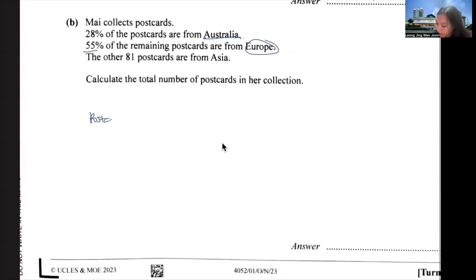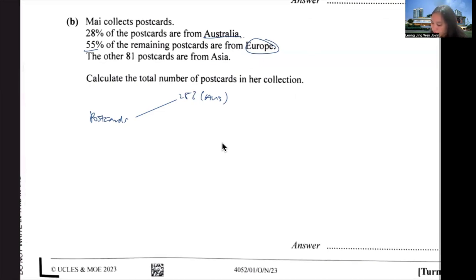So postcards. Okay, so 28% of them are from Australia. And 55% of the remaining are from Europe, right? So this part here, the wording is a bit confusing. Of the remaining postcards, it's not saying that over here it's 55%. No, it's not like that. What it's trying to say is whatever is remaining.